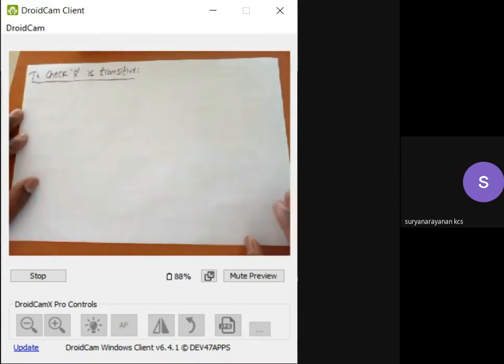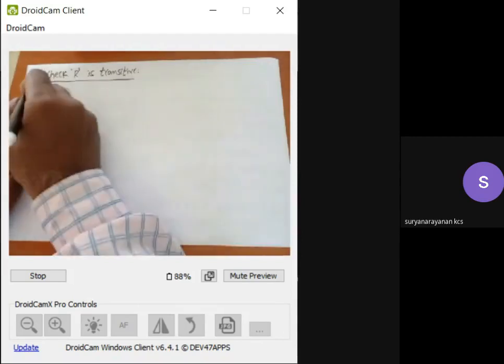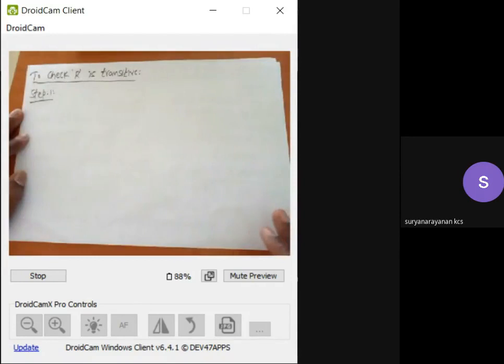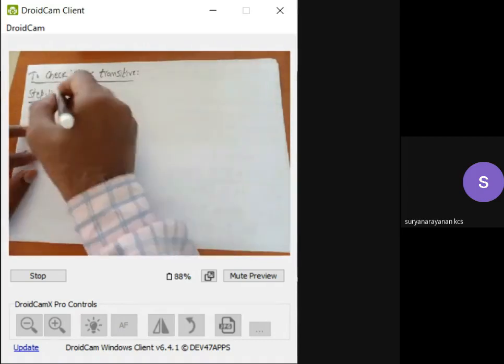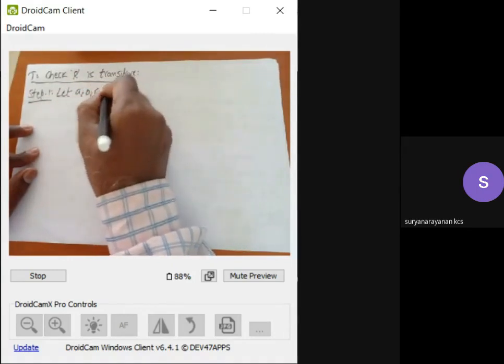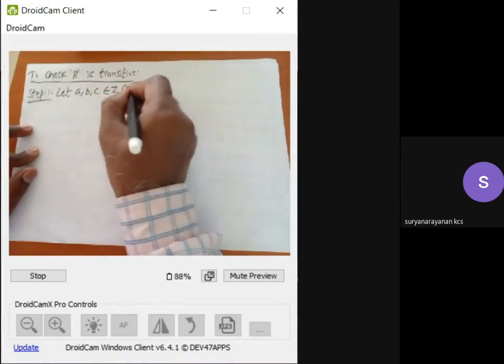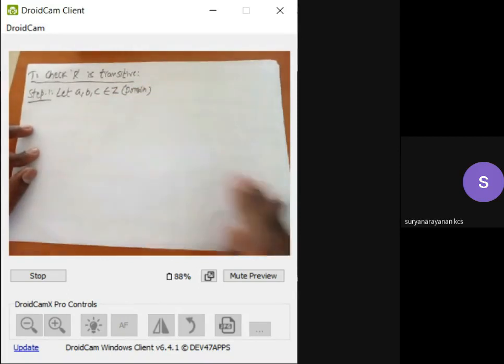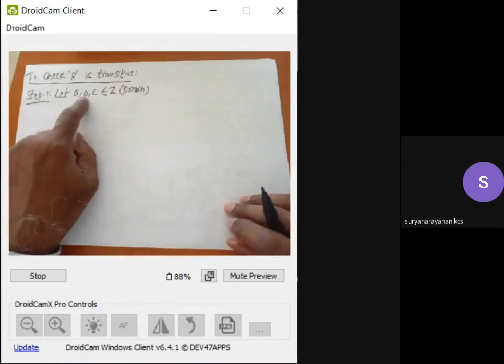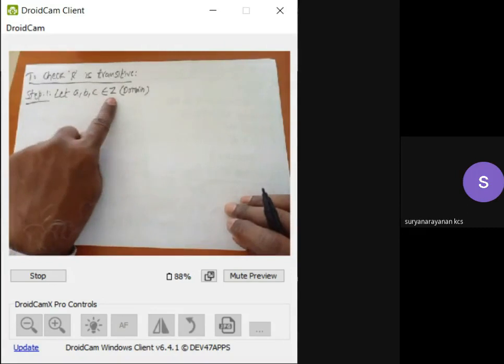To check R is transitive, we follow these steps. Step 1. Listen carefully, my dear children. Follow these steps. Step 1: here we have to choose 3 numbers, a comma b comma c belongs to Z. In the domain of integers, the set of integers, we have chosen 3 arbitrary numbers, namely a, b, c belongs to Z.